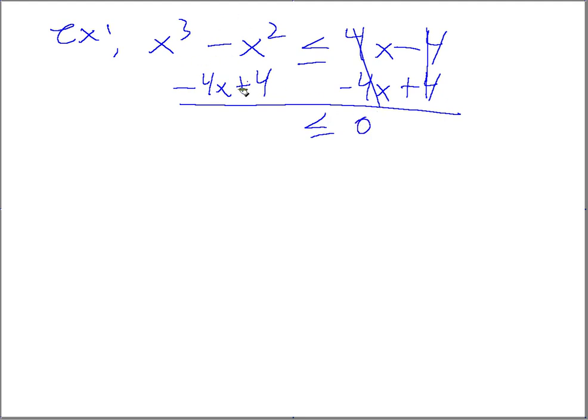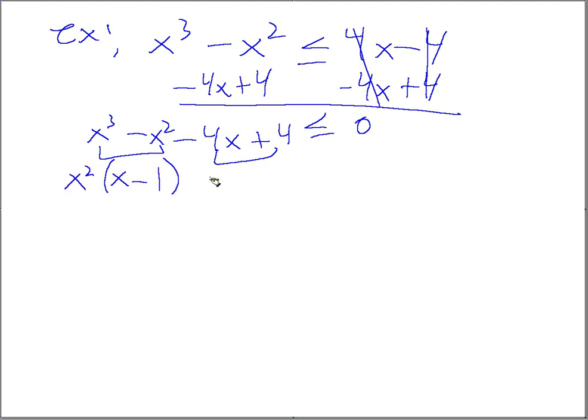Now we can begin the factoring process and the sign graph process. So x cubed minus x squared minus 4x. These are not like terms, just bring them down. Plus 4. All right, we're okay on that? All right, how do we factor that? Well, 4 terms, right? How about by grouping? Grouping for 4 terms. So this will be x squared coming out. We've done this in the past, so x minus 1.